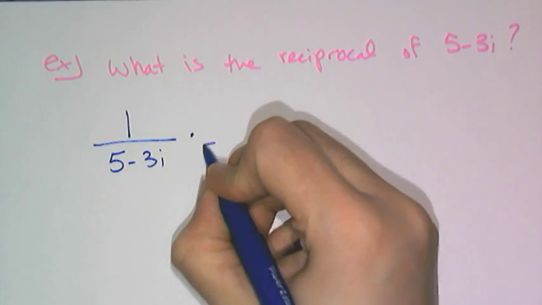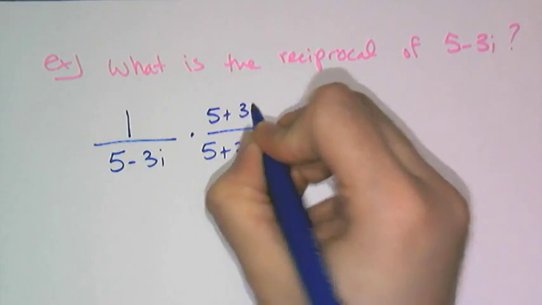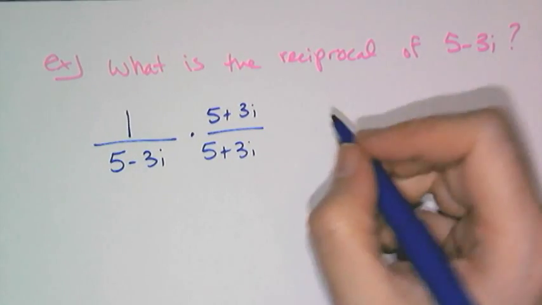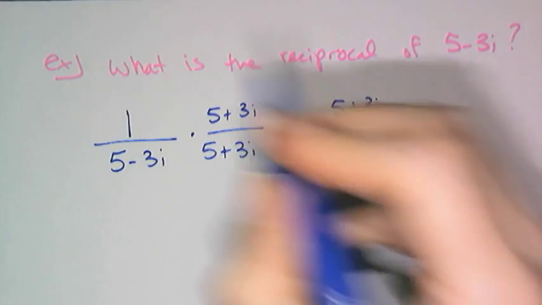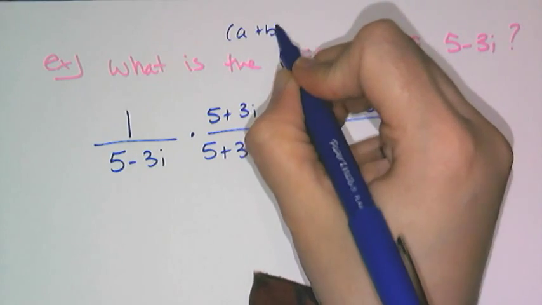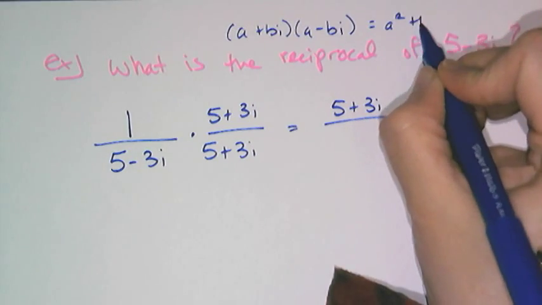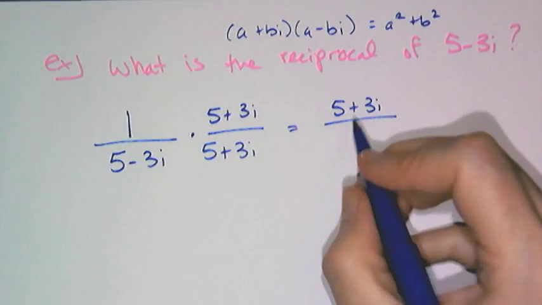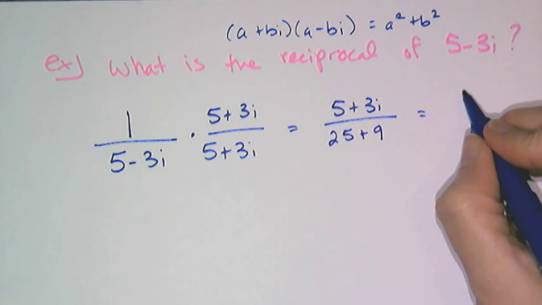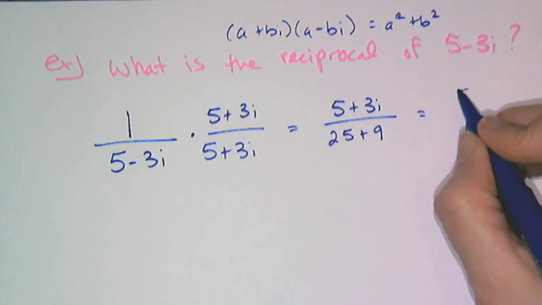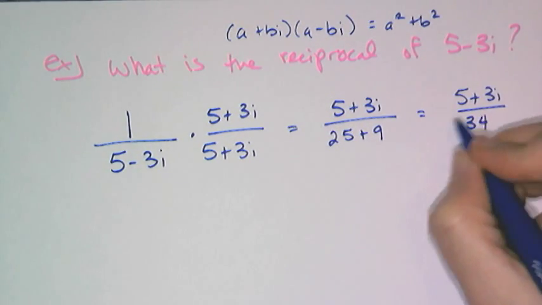So what I have to do is multiply top and bottom of my fraction by the complex conjugate, and I get a 5 plus 3i on top. And remember, when I have a plus bi and a minus bi, that simplifies to a squared plus b squared. So a in this case is 5, so it's 25 plus 9. So that means that the reciprocal of 5 minus 3i is 5 plus 3i over 34.